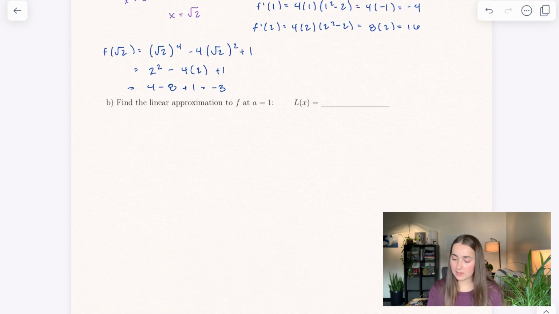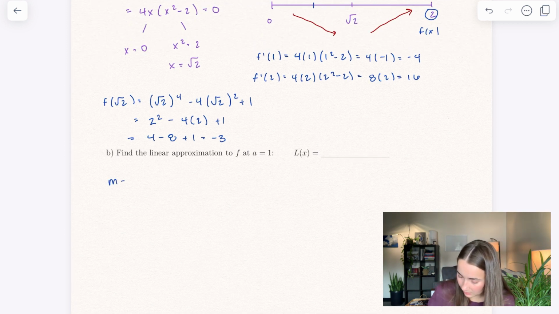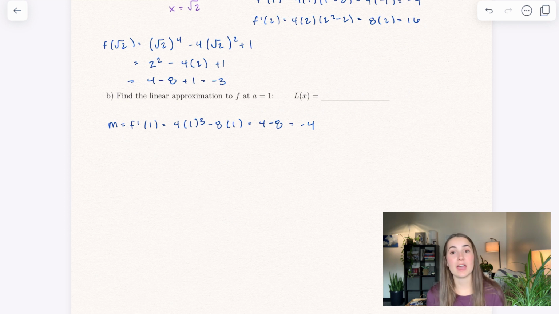For part B, we want to find the linear approximation of f at a is equal to 1. So we're trying to find the line. In order to find the slope of our line, we want to plug in our derivative at our a value. So when we plug this in, we get 4 times 1 to the power of 3 minus 8 times 1. This is equal to 4 minus 8, which is -4. So we have our slope.